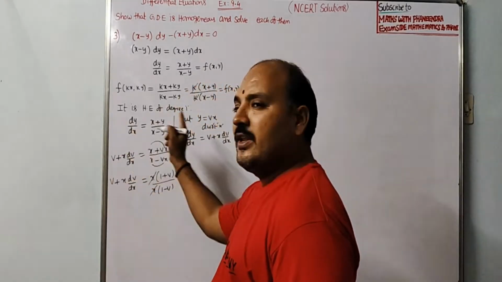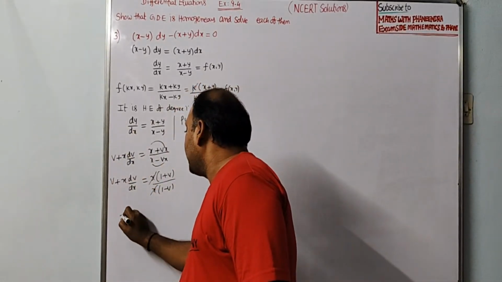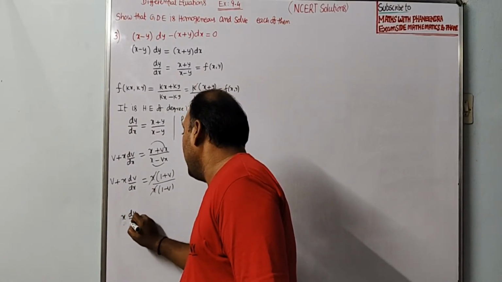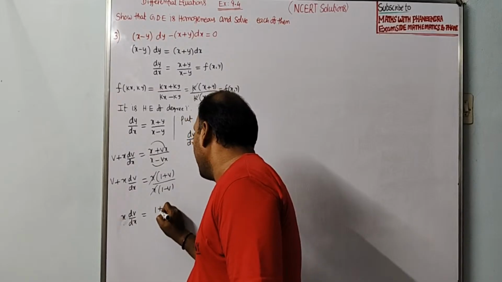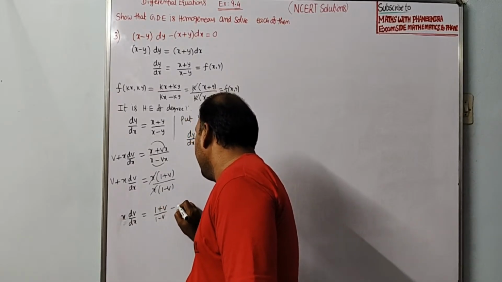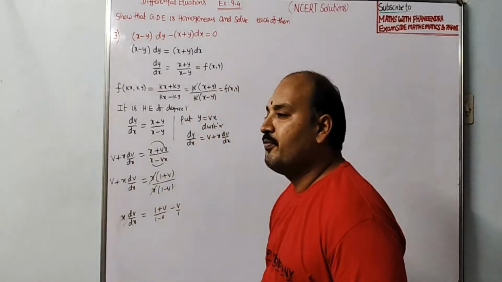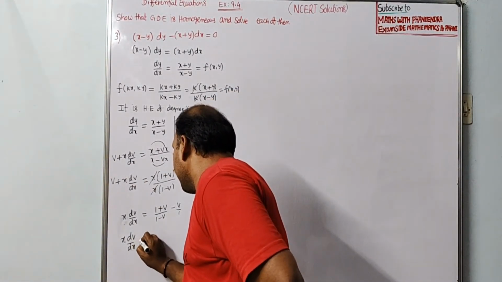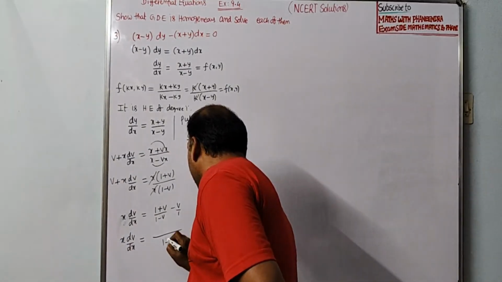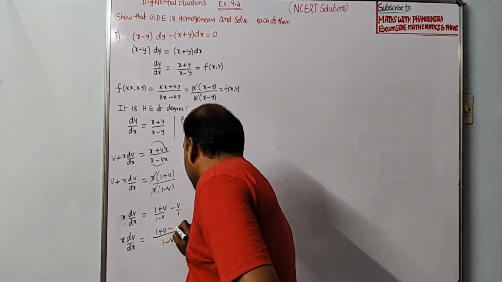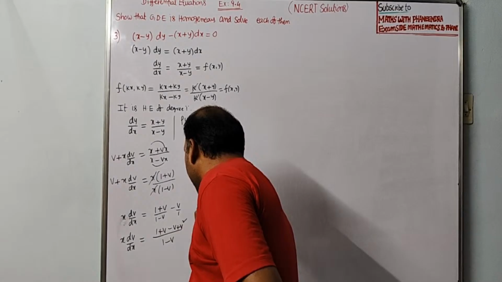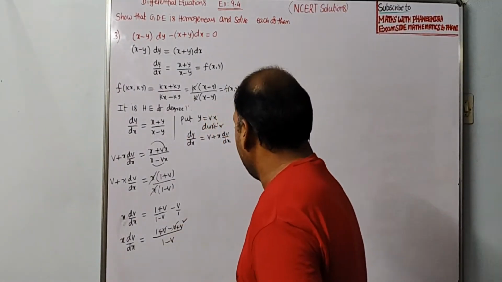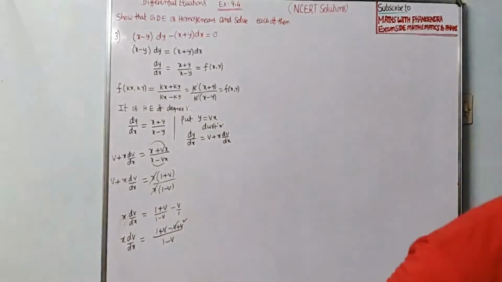x gets cancelled, v bring this side. So x into dv by dx equal to 1 plus v by 1 minus v minus v by 1. Take LCM and simplify. x into dv by dx equals 1 plus v minus v plus v square over 1 minus v. Okay, so these two will be cancelled. Now we are going to separate the variables. Are you able to see?